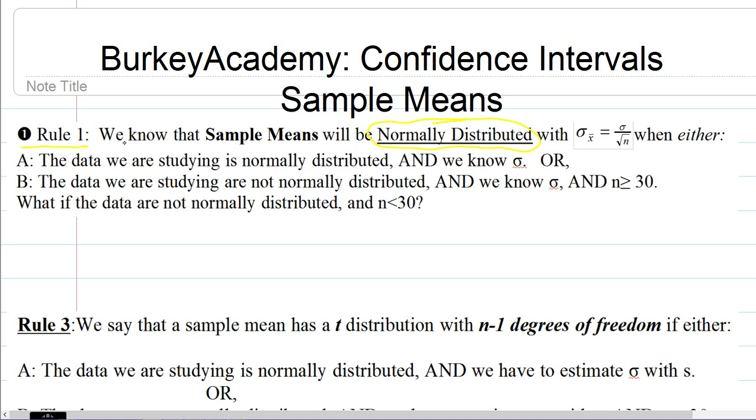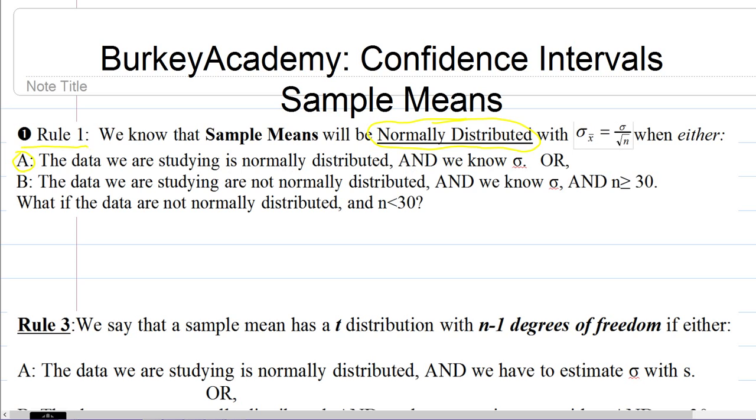Rule 1: we know that sample means will be normally distributed, with a standard error, the standard deviation of sample means, equal to the standard deviation of the population divided by the square root of your sample size, when either one of these two things is true. Either A, the data we're studying is normally distributed and we know the population standard deviation. If those two things are true, you can use the normal distribution.